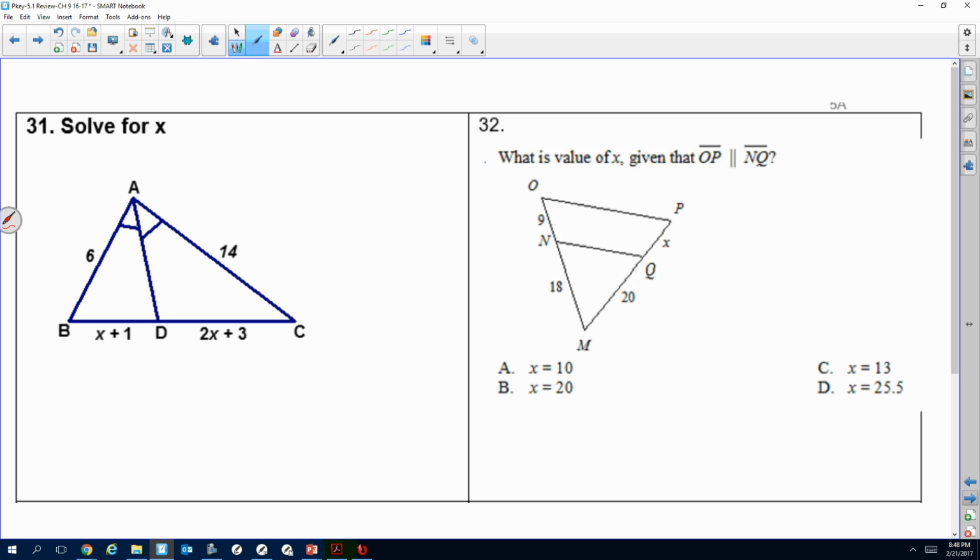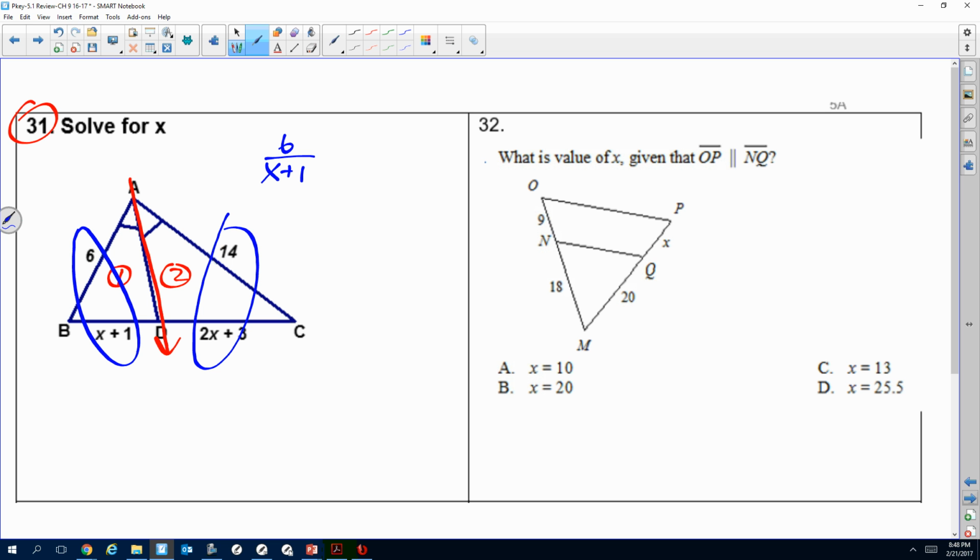Again, we have an angle bisector. It splits it into two triangles that are going to be proportional. So the left side is proportional to the right side. Right there are my parts: 6 is to x plus 1 as 14 is to 2x plus 3. It's easy to see the sides are being divided by parts, like BC, though not necessarily bisected.